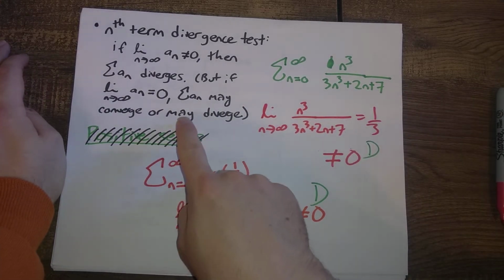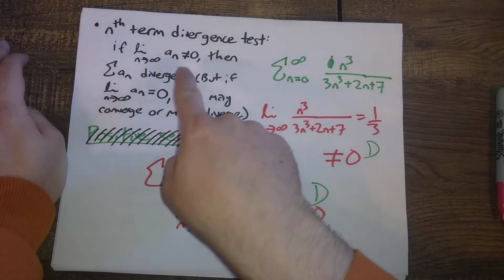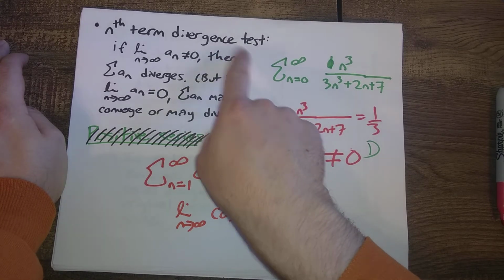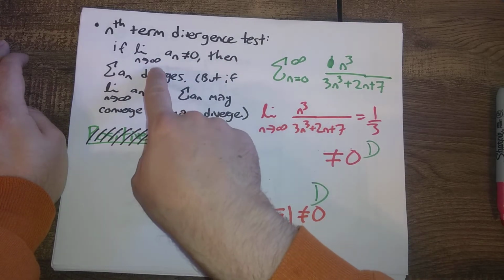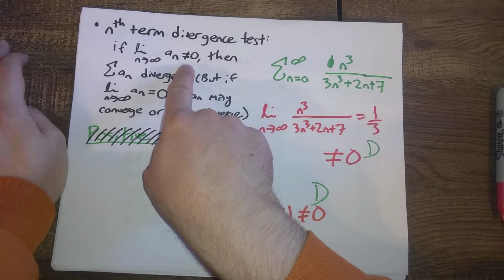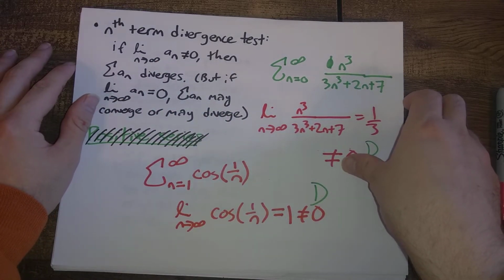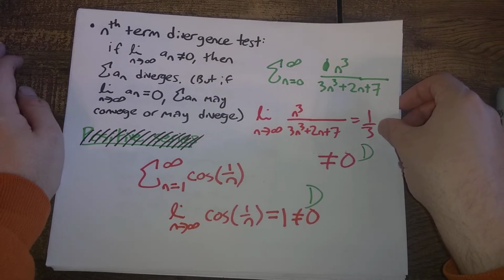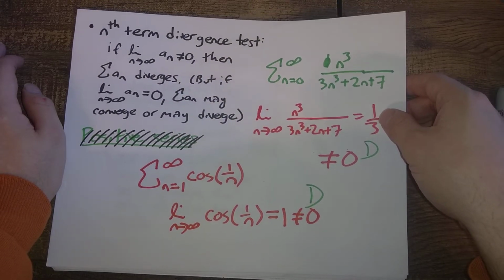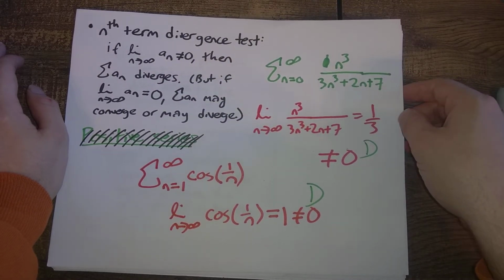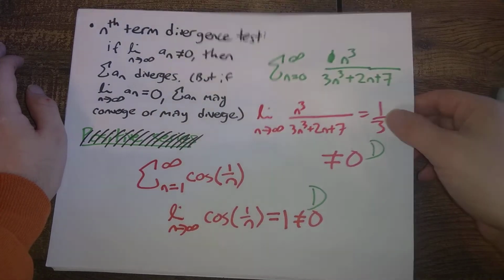But just something to keep in mind, this only goes in one direction. If the limit as n goes to infinity of a_n is not equal to 0, you know your series diverges. If the limit as n goes to infinity of a_n is equal to 0, you don't know whether or not your series converges or diverges. You'll have to go on to one of the other tests that we're about to look at.